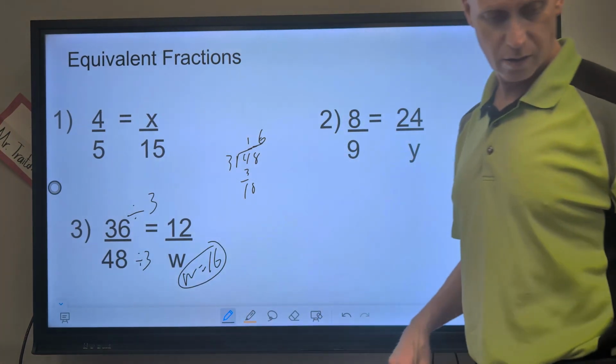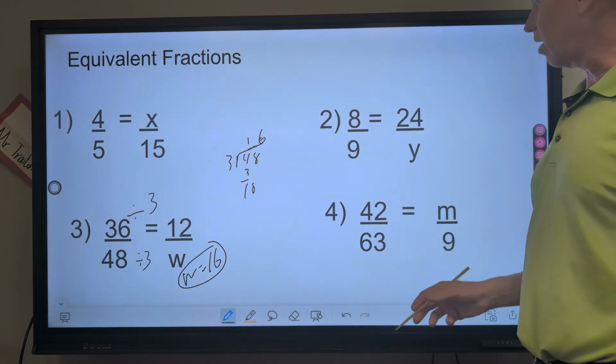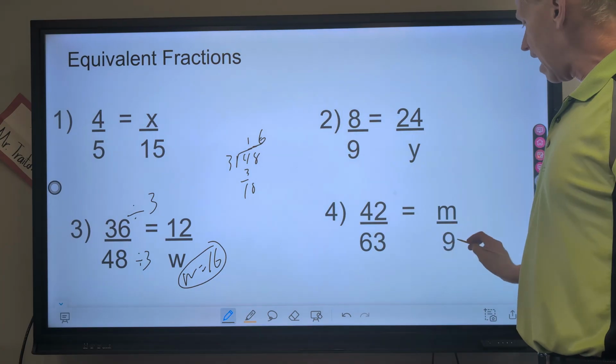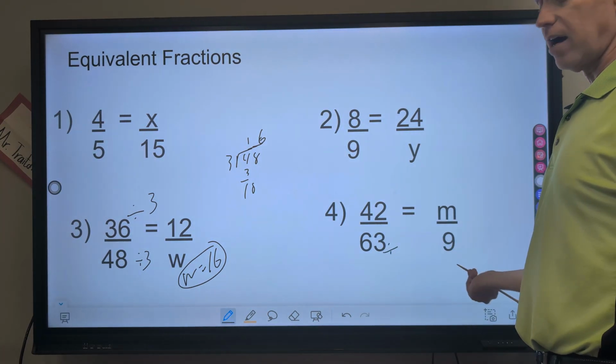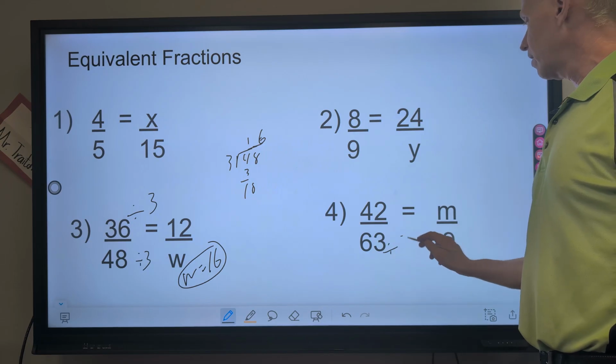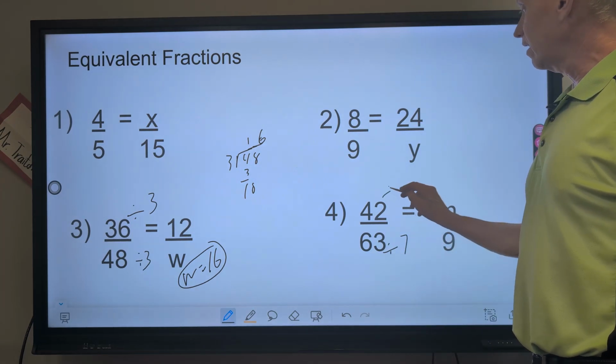All right, let's look at one more. All right, number 4 here, same thing, it's a division problem. I look at what I have, 63, 9. I was like, okay, what can I divide 63 by to get 9? And if I divide by 7, I get 9. So I divide this one by 7.